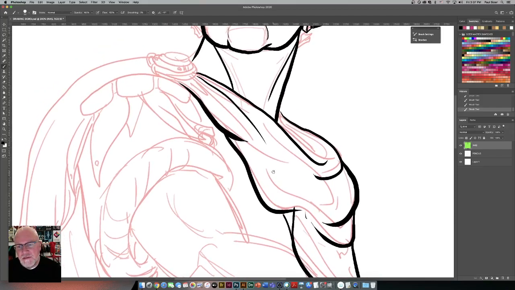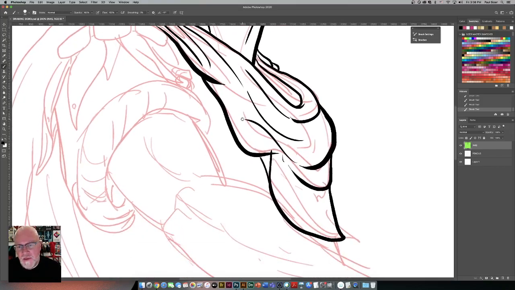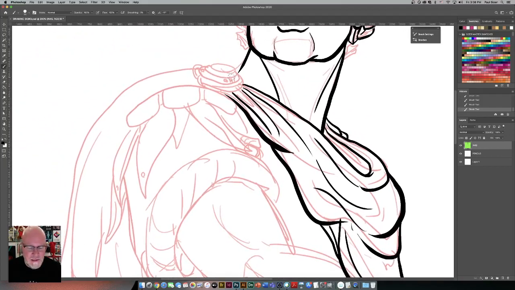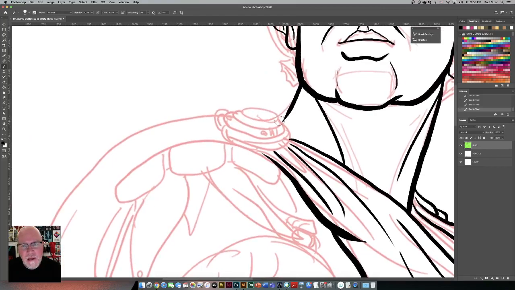So I'm working with a Wacom tablet, so I'm working with a pressure sensitive brush, and I learned how to ink and draw with analog tools. I learned how to ink and to work with a sable hairbrush and India ink. So the things that I learned about making this kind of weight and these kinds of line quality decisions is based on the fact that I learned how to do it analog.